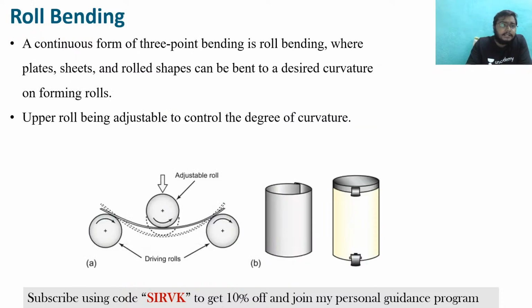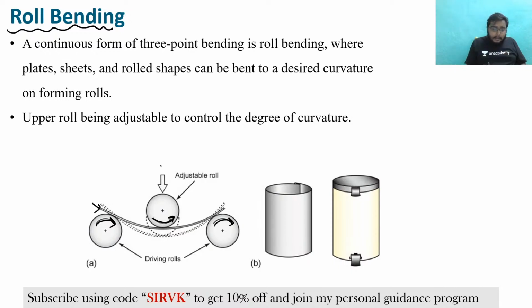Next is roll bending. What is this roll bending? Understand what is happening. This is your sheet, or the metal, fed in this direction. My aim is to bend the sheets. There is an adjustable roll here, and these are the two driving rolls which are rotating in this direction. They are rotating in this direction, and this one is rotating in this direction.